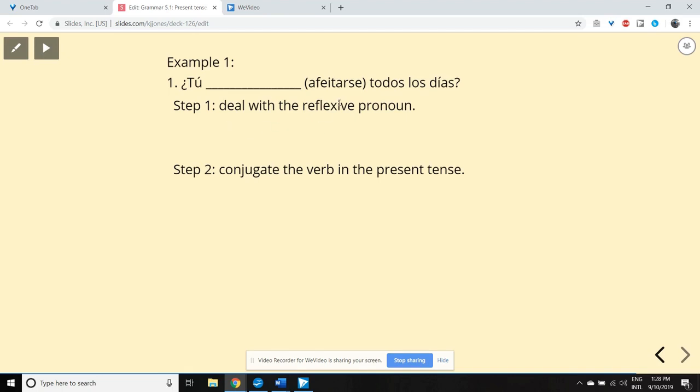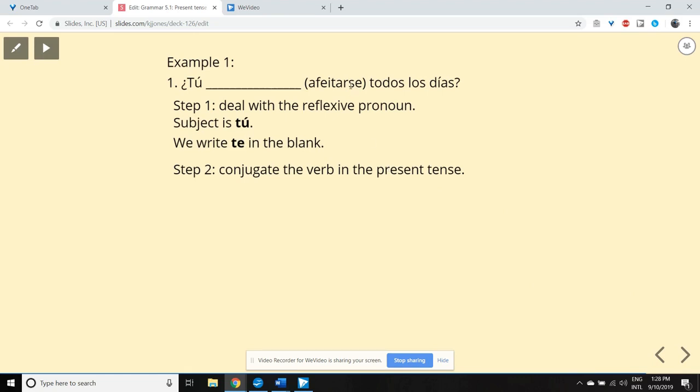Step 1, deal with this reflexive pronoun. You have to do this. So to do this, we look at our subject and we say, okay, is my subject yo, tú, or nosotros? Oh, it's tú. Well, since it's tú, my reflexive pronoun has to be te. And we write that in the blank.